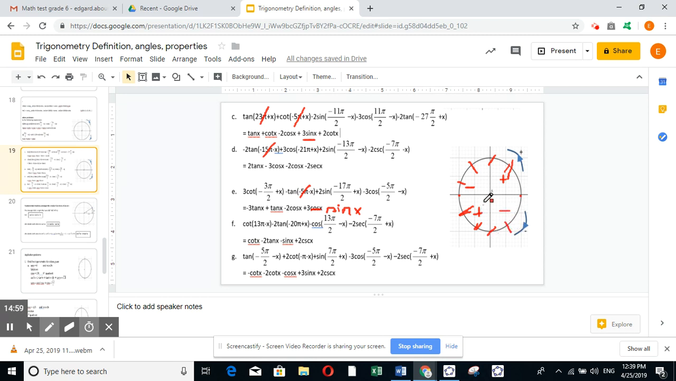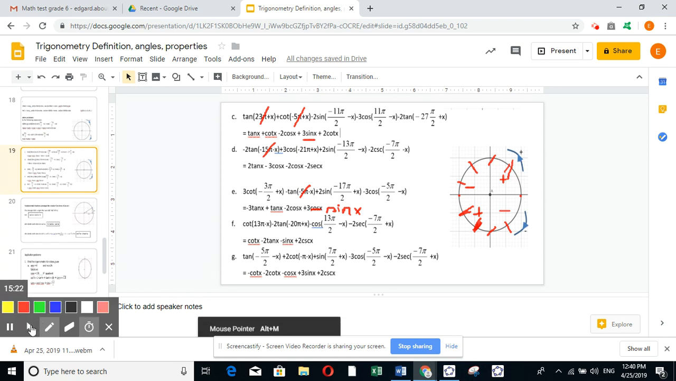Sign here is, as you can see, the y is negative. So sign is negative, so it will be minus 2 cosine. Here, minus 5 pi over 2, minus 1, 2, 3, 4, minus 5 over 2 minus x. So cosine here is negative, minus and minus, it will be plus 3 sine x. And you can check this by yourself. You can do it. You have the answers.